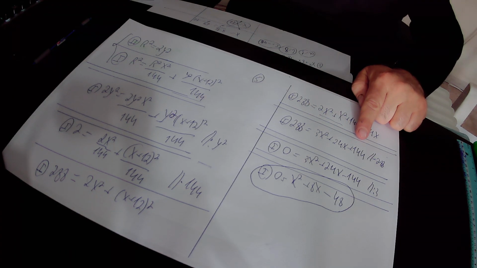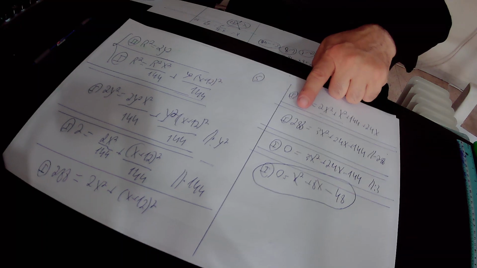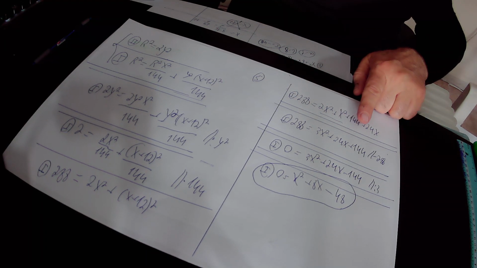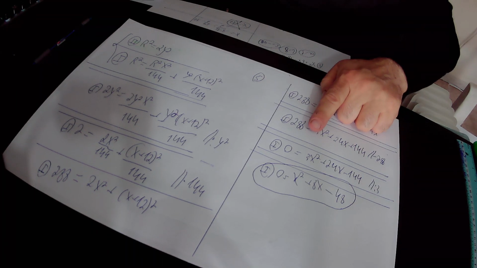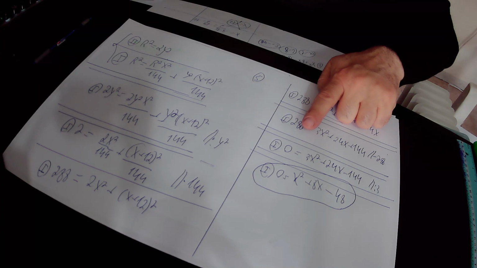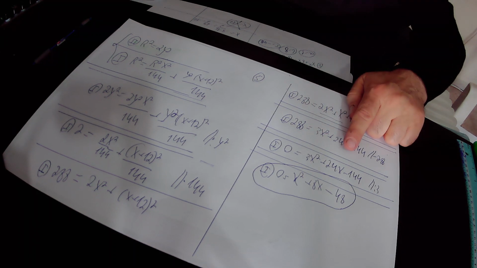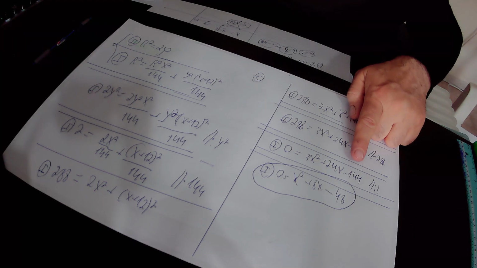Here we subtracted 288 from this equation 1. We found that 288 minus 288 is 0, and it equals 3x squared plus 24x, and 144 minus 288 equals minus 144. Here we divided this equation 1 by 3, and found that 0 over 3 is 0, 3x squared over 3 is x squared, 24x over 3 is 8x, and minus 144 over 3 is minus 48.